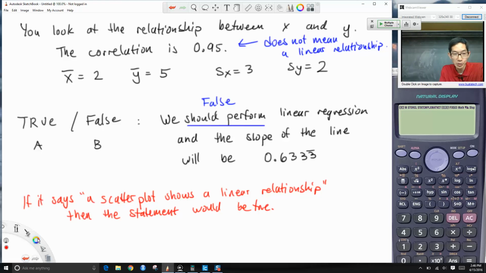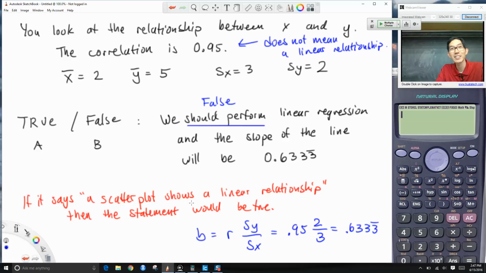Okay, so this was classic misdirection, right? Probably you guys were focused on the calculation of the slope being sy over sx. And indeed, this does come out to be 0.6333. Okay? But the key here is we should perform and we should not, without knowing if it's linear regression or linearly related or not.